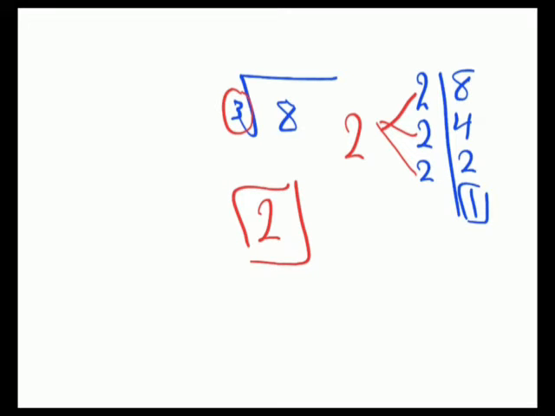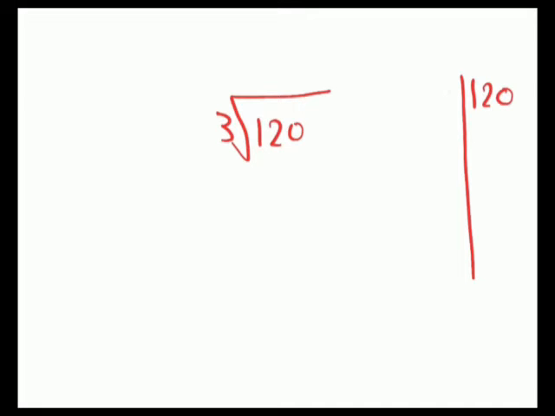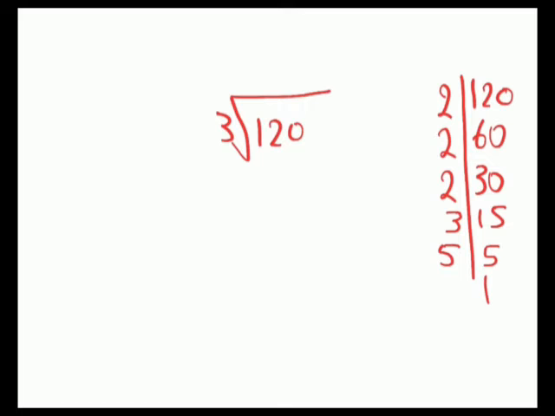Let's take a little bit harder one and see. If we need to find the cubic root of 120, the easiest way is to divide by the smallest prime number that you can. So 120 divided by 2 is 60, divided by 2 is 30, divided by 2 is 15, divided by 3 is 5, divided by 5 is 1. It doesn't matter if you divide by 3 or 5 first, but I like to always divide by the smallest number to make it much easier.